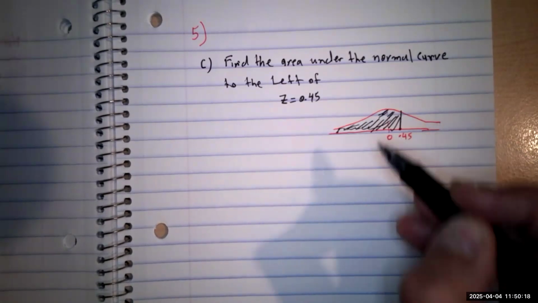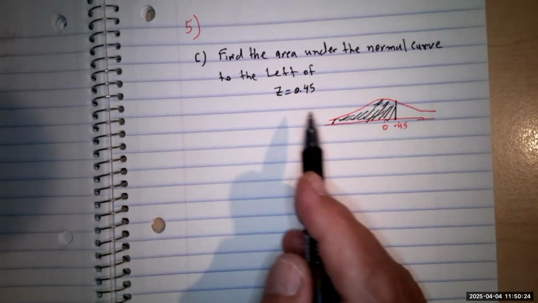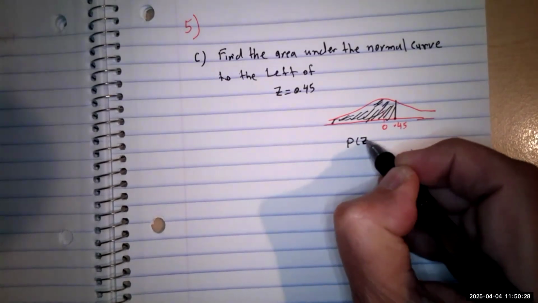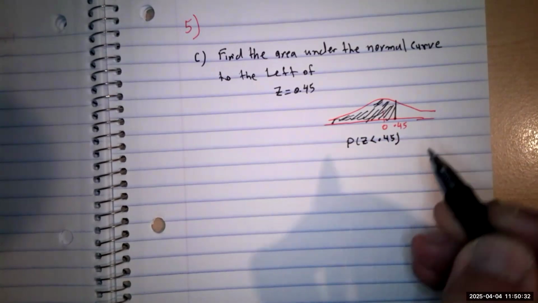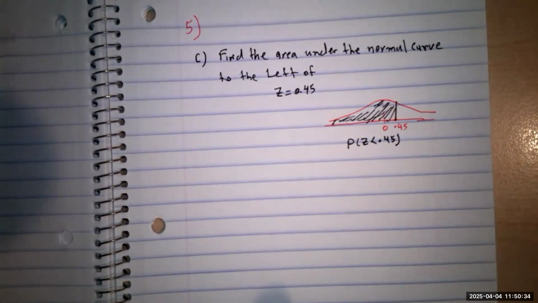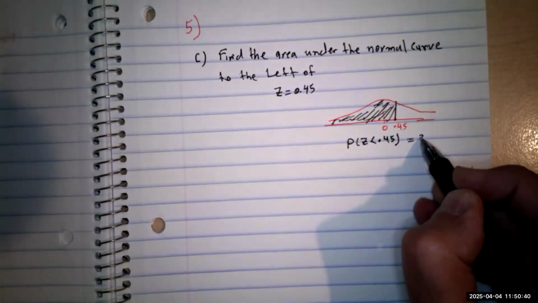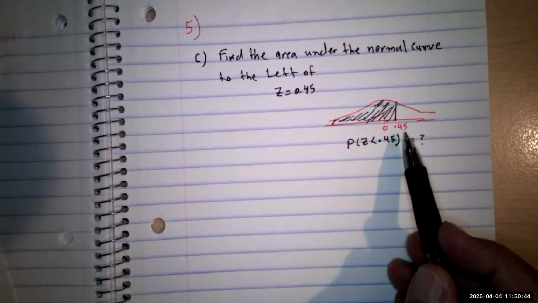Area to the left is the same as the probability of Z being less than 0.45. It's the same thing because the area and the probability on the Z curve are going to be the same. So since it's the area to the left, you go to the table and identify Z equal to 0.45.